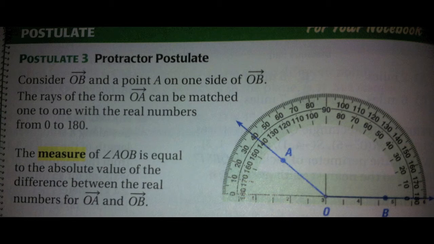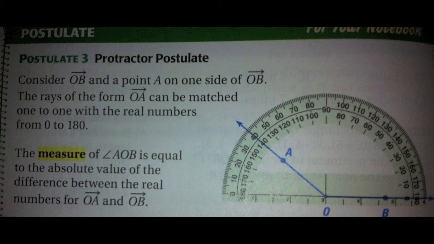This postulate, as written in the textbook, is kind of complicated, but it says consider ray OB and point A on the side of ray OB. The rays that form ray OB can be matched to one another with real numbers from 0 to 180. The measure of angle OAB is equal to the absolute value of the distance between the real numbers for ray OA and ray OB. Again, it's an absolute value. You're not going to have very many negative angle measures, at least this early in the stage.